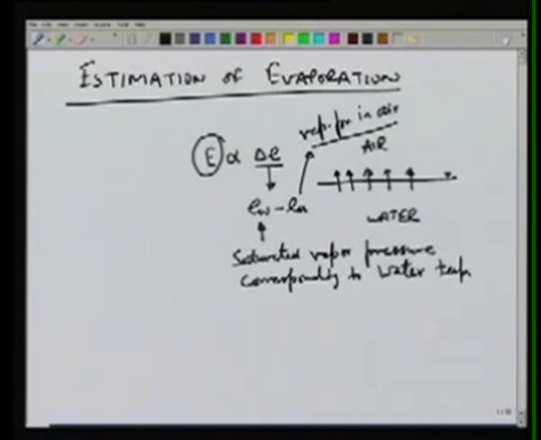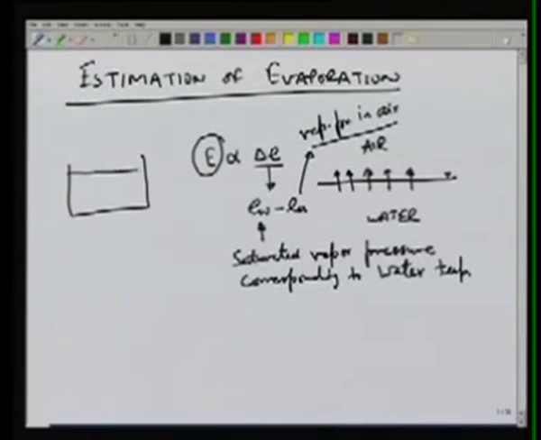There are lots of methods of estimating evaporation. We can directly measure the evaporation. For example, we can put some vessel and then we can see how this water level is going down with time, and that will give us some idea about the evaporation. We can correlate this evaporation with evaporation of a nearby water body. So measurement is one method of estimating evaporation.